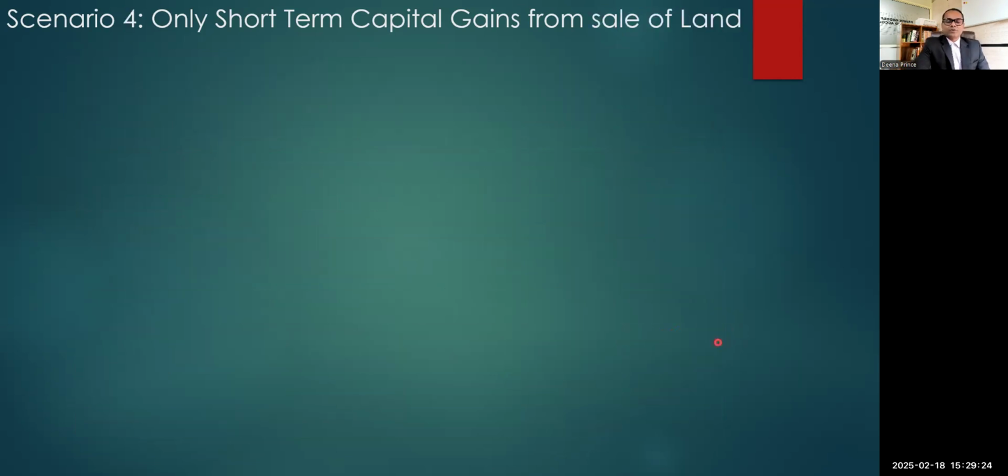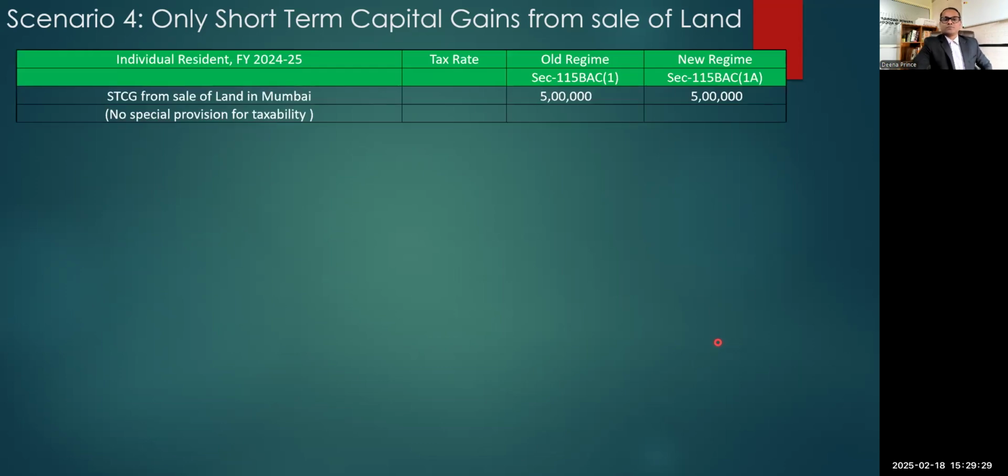Now let's take the fourth scenario wherein only short-term capital gains from sale of land is concerned. As far as short-term capital gain from transfer of capital assets, other than what is provided under section 111A, is concerned, there are no specific provisions in the Act, as I said. So that means the normal provisions of the Act, the normal slab rate, will apply.